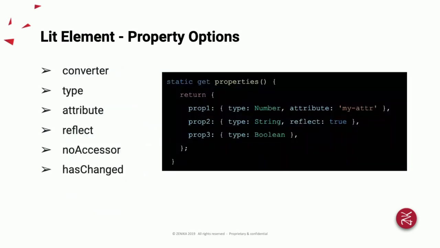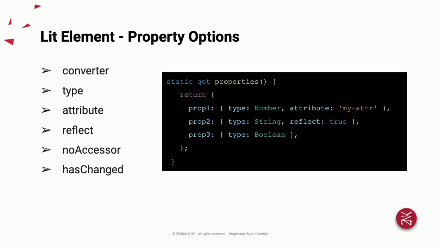So in LitElement, we declare properties somehow like this. We need to type in static get properties, then return just an object with the property name, then the property options. For the property options, mostly we'll be using type, reflect and noAccessor. For the type, the default types that we have for LitElement are string, object, array, boolean, and number.